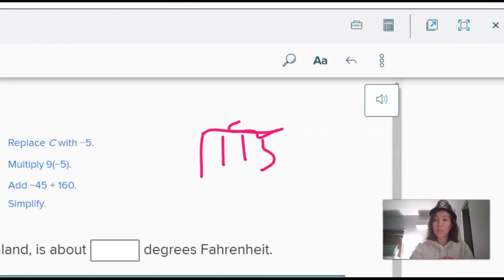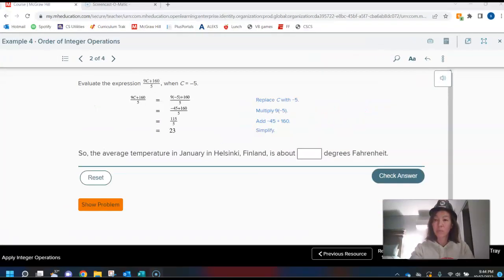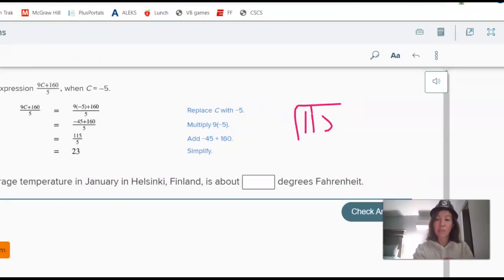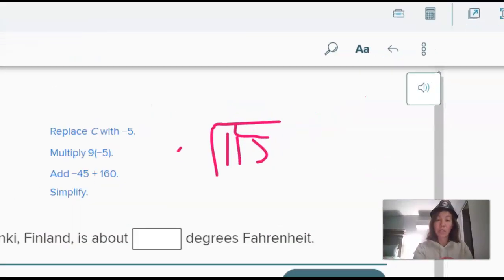Oh my goodness, what is happening? Okay, that was weird. 115 divided by 5. Oh my gosh. Why does this keep happening?